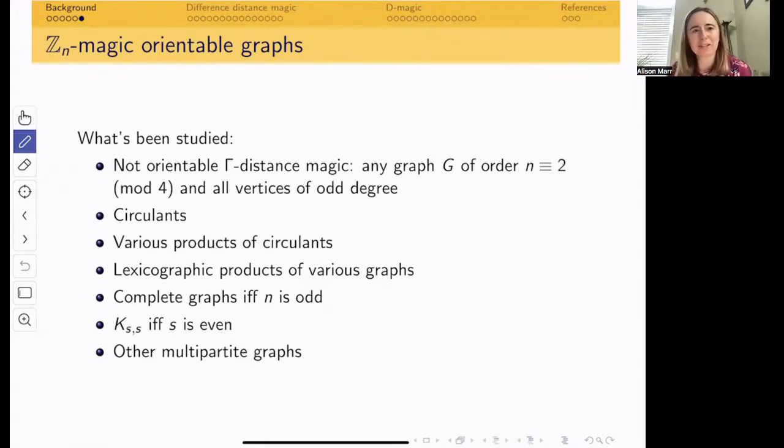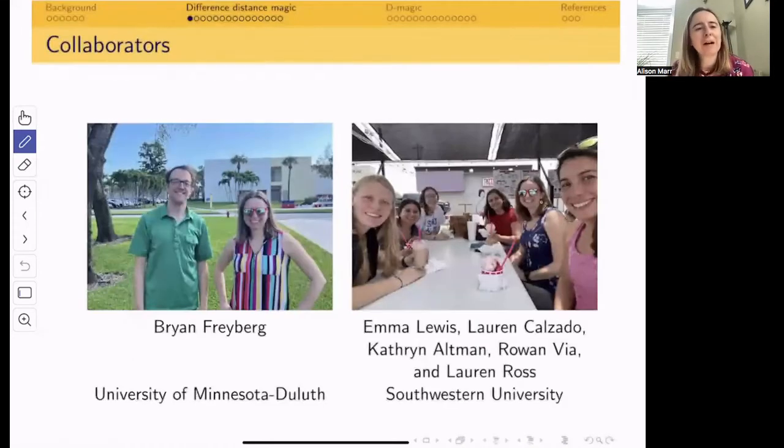I just wanted to do a quick summary. Again, this is not my specific area that I work in, but I wanted people to see what people have done in the past. The work that I've been doing recently, that we're going to talk about today, has been work that I've been collaborating on with Brian Freiberg at the University of Minnesota Duluth. And some of it is hot off the presses. I just finished 4 weeks of research with 4 undergraduate students at Southwestern.